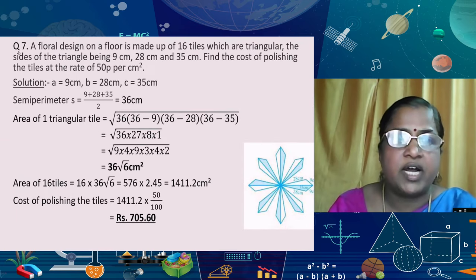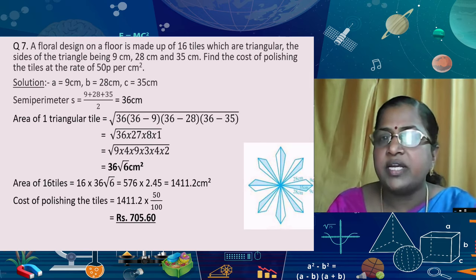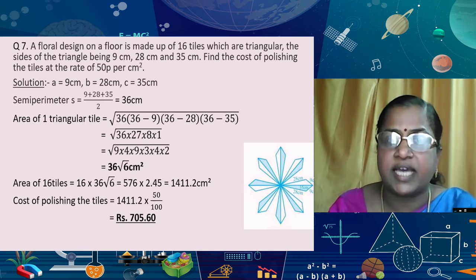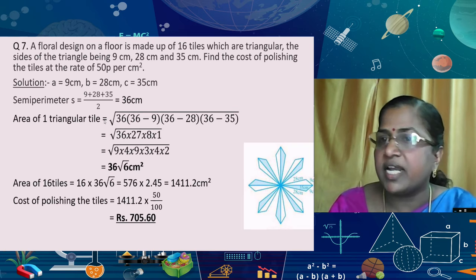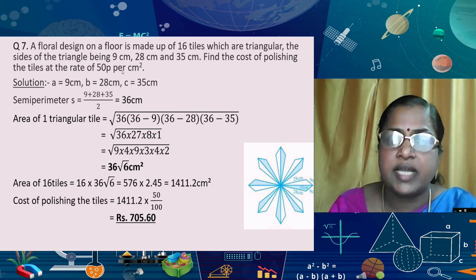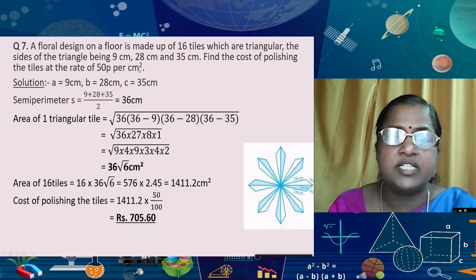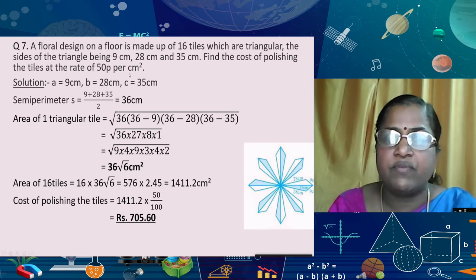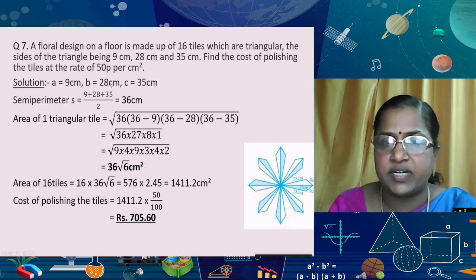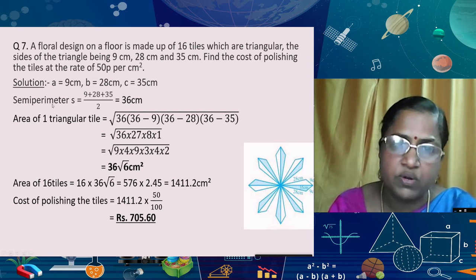So in the next part, a floral design is given on a floor and it is made up of 16 tiles which are triangular in shape, and the sides of the triangle are 9 cm, 28 cm and 35 cm. Find the cost of polishing these tiles at the rate of 50 paisa per centimeter square. So how to find it? First, we can find the area of one tile by using Heron's formula.